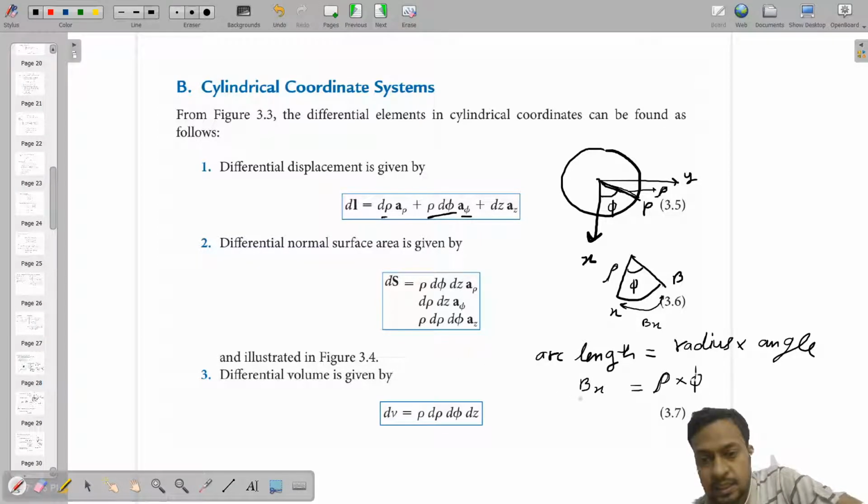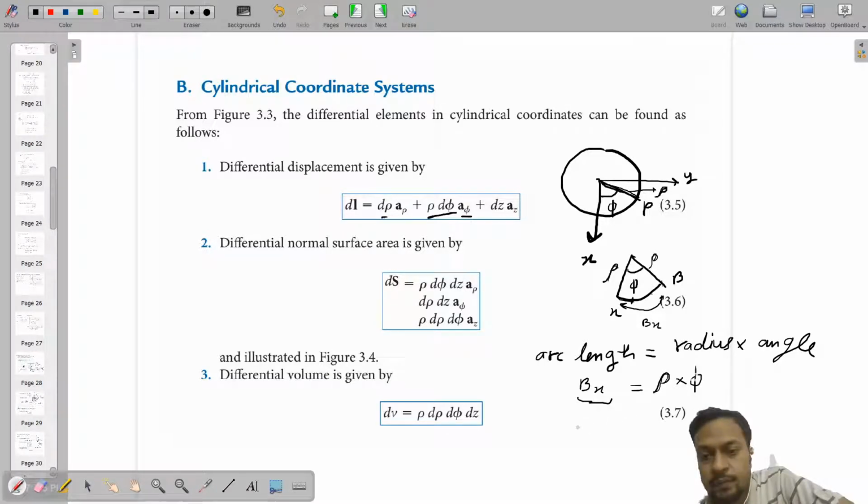This arc length is variable. The rho is the same at point B and point X, but as the angle increases, this arc length also increases. Therefore we have BX equal to rho into phi.